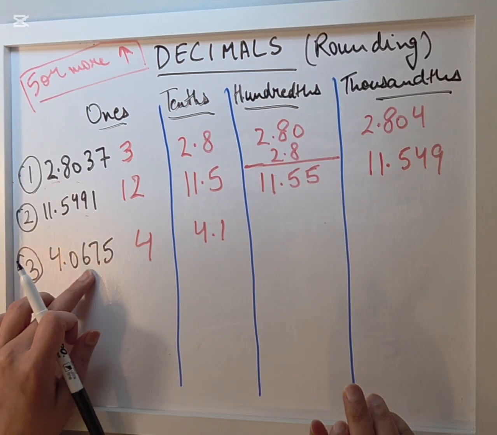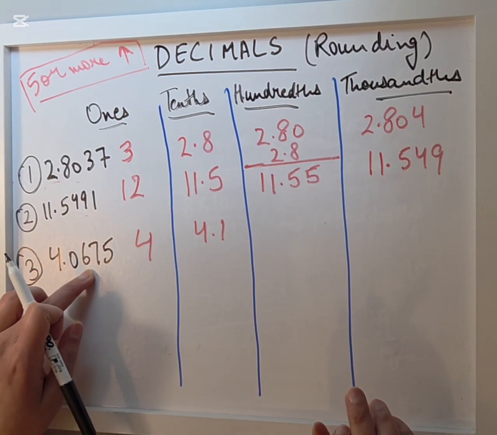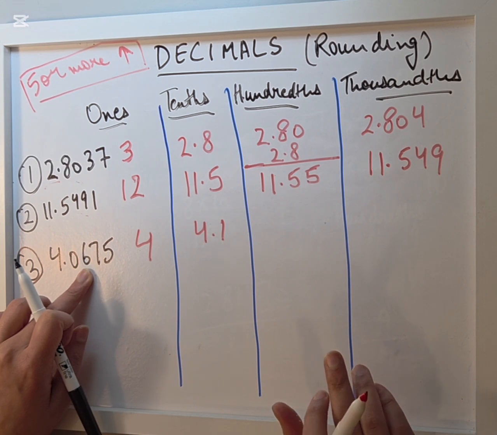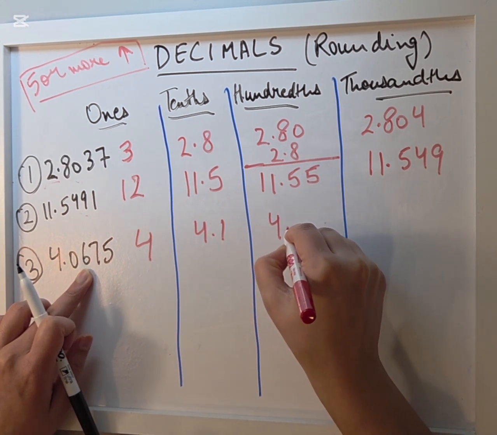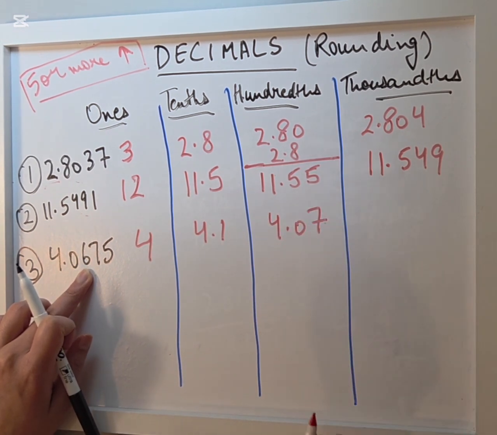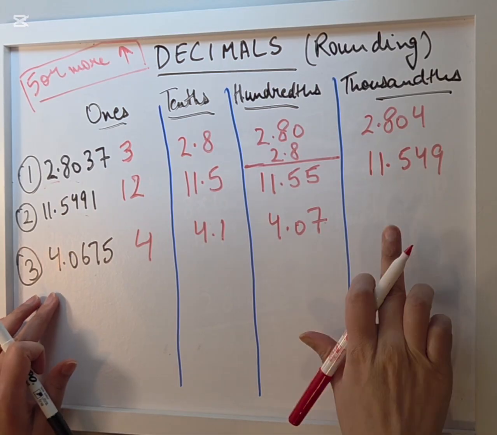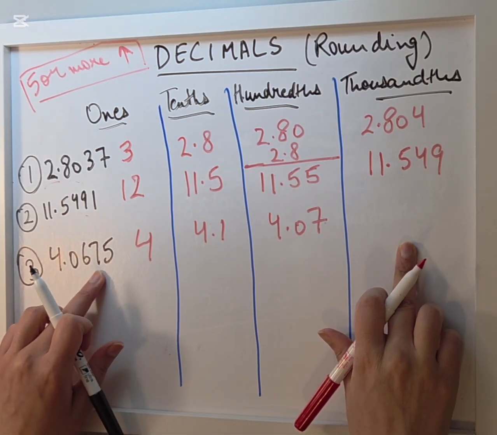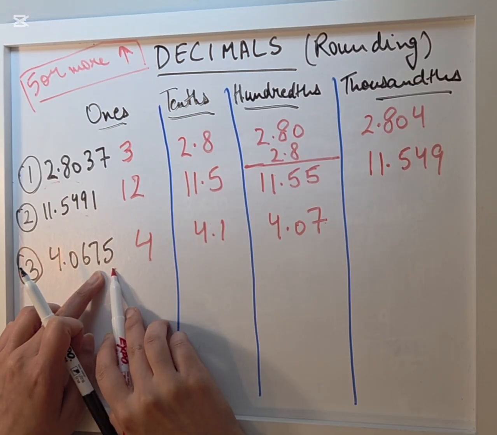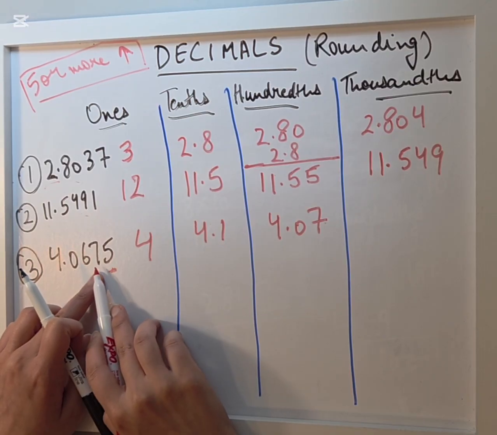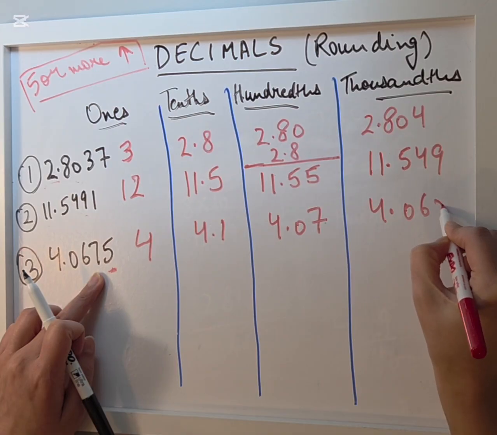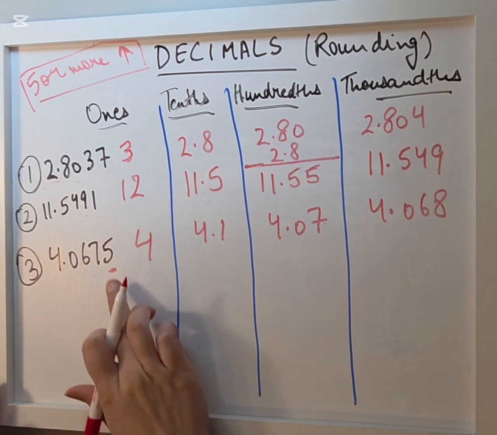So the hundredths position is 6. The number next to it is more than 5, so 6 becomes 7. So it will be 4.07. Now for the thousandths position we have 7, and the number next to it is 5, equal to 5, so 7 will become 8. So we have 4.068.